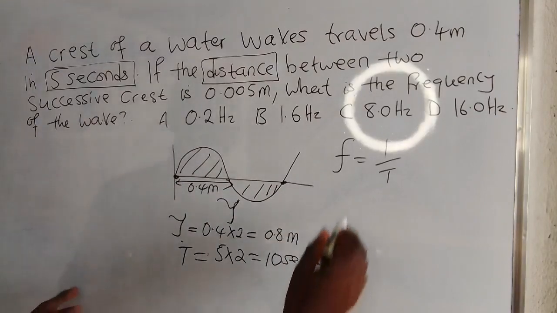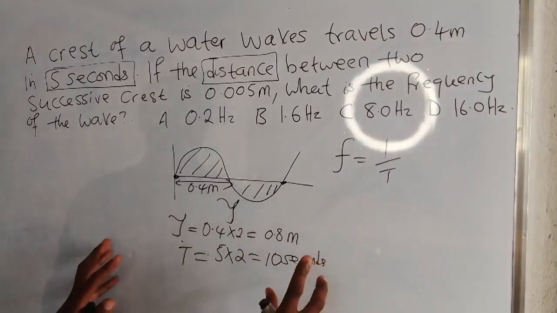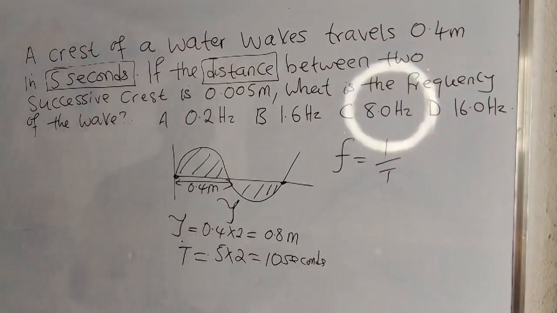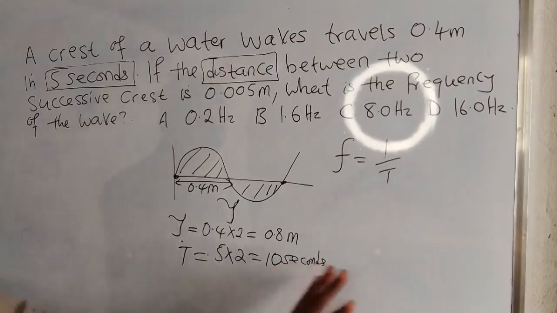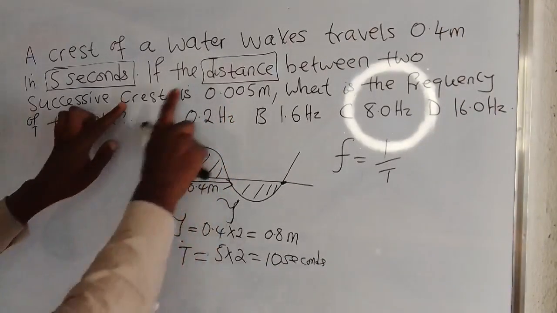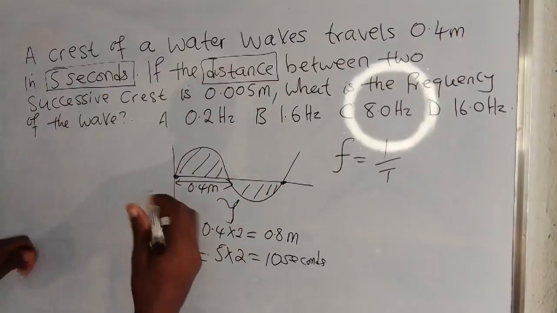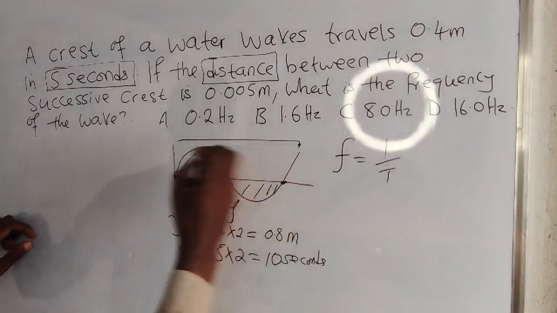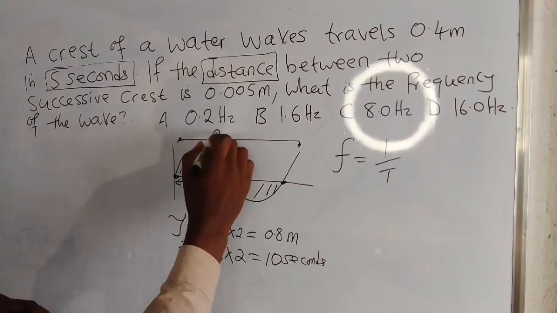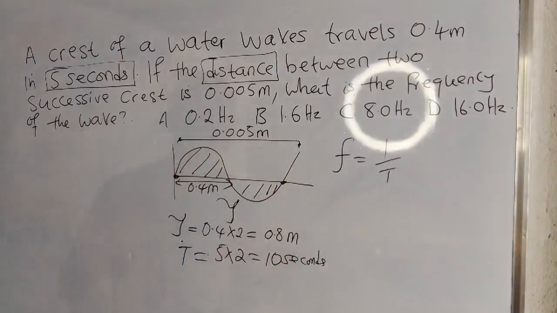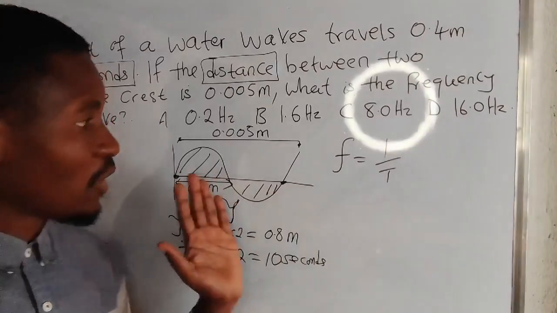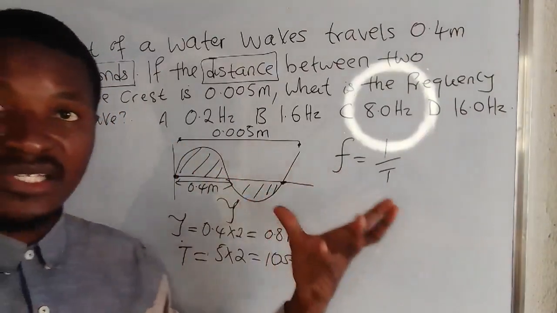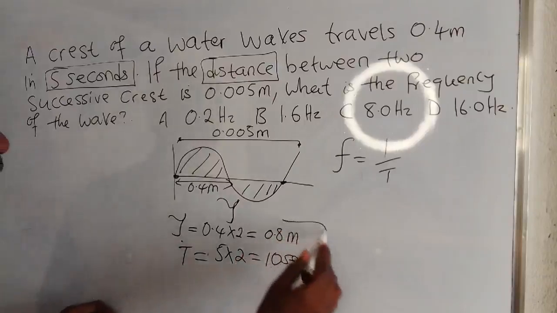Now, we also have this information that the distance between two successive crests, from this point to that point, is 0.005. But we don't know how long it takes for the wave to cover this distance. So we can hold on to this one.